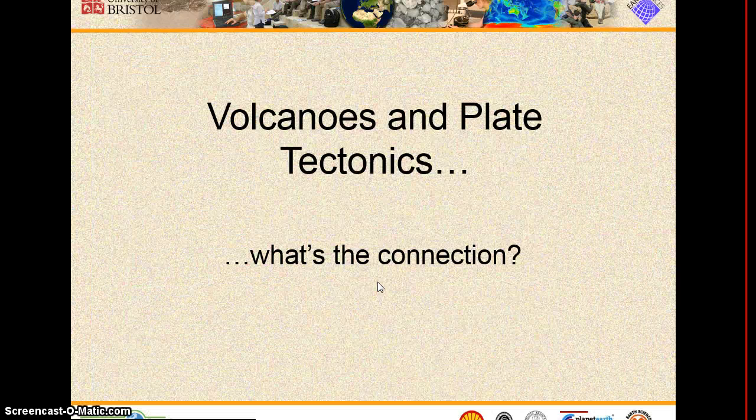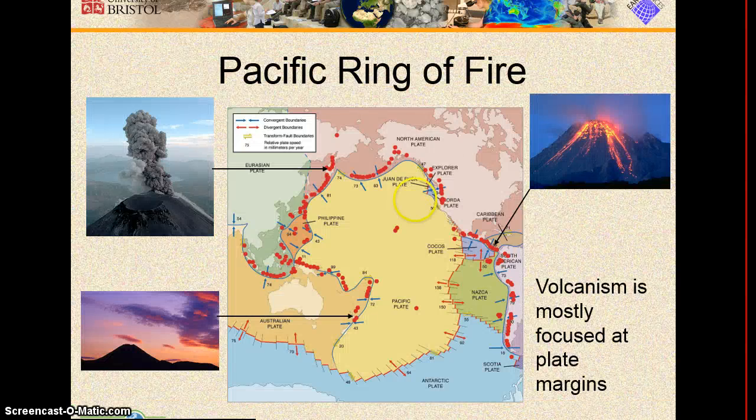All right, volcanoes and plate tectonics, what's the connection? So again, here's the Pacific Ring of Fire. This is where most volcanoes and earthquakes occur. Again, this entire area here is the Pacific Ocean. And the Pacific plate here is actually sliding north, causing all of these earthquakes and volcanoes to occur.